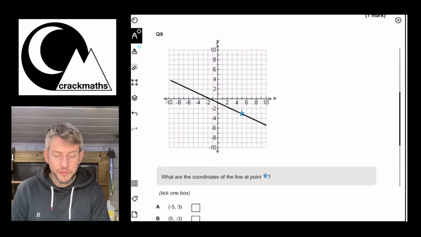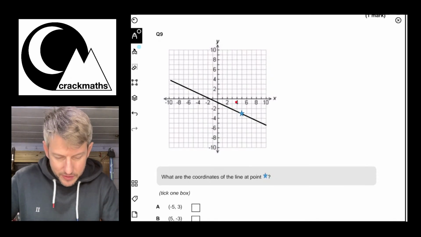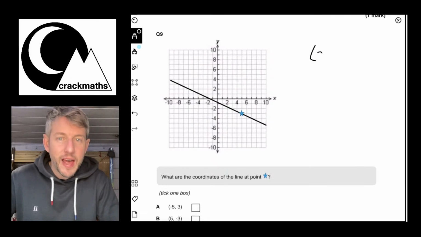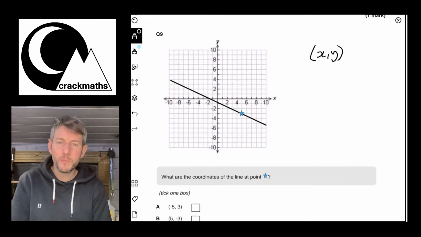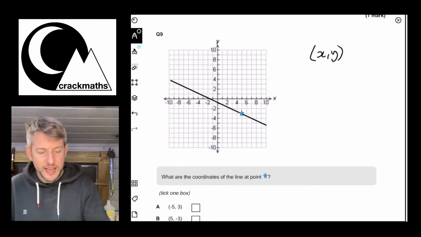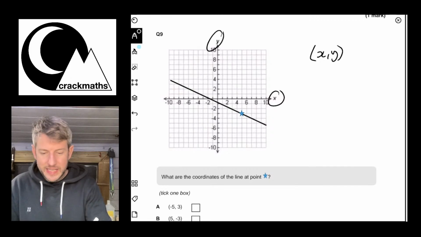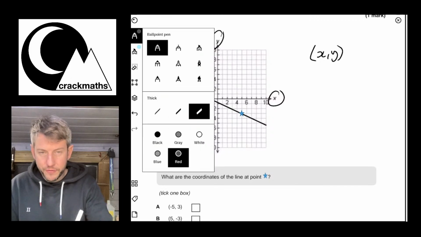Question 9. Oh, we've got a graph. What are the coordinates of the star? Okay, let's have a look. So coordinates are always written x, y. Okay, which means we go x first and then y. So this is the x-axis, which they've labelled. This is the y-axis. So let's have a read off this graph to find out what these are.